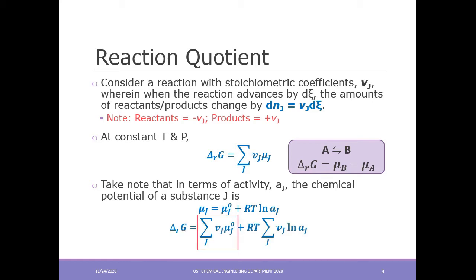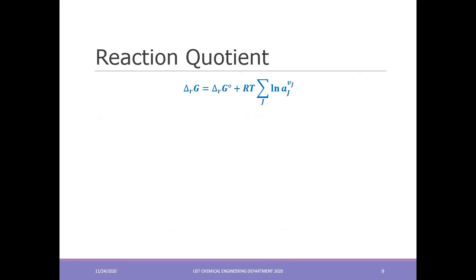Note that the first term, this one, which is in terms of standard chemical potential, is just equal to the standard reaction Gibbs energy or delta G naught sub R. And following the rules of logarithms, V sub j in this term becomes the exponent of A sub j. Thus, we can simplify our equation to this.